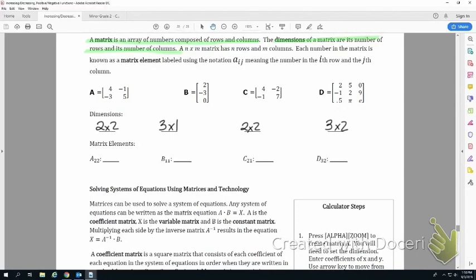Okay, so let's go to the element. If you ever have to identify a specific element or a specific number within the matrix, this is how this is read. Matrix A, second row, second column. So don't necessarily read that as 22. Read it as 2, 2. Second row, second column. So on that matrix A, I would look at the second row, the second column. So which number is this referring to? 5.